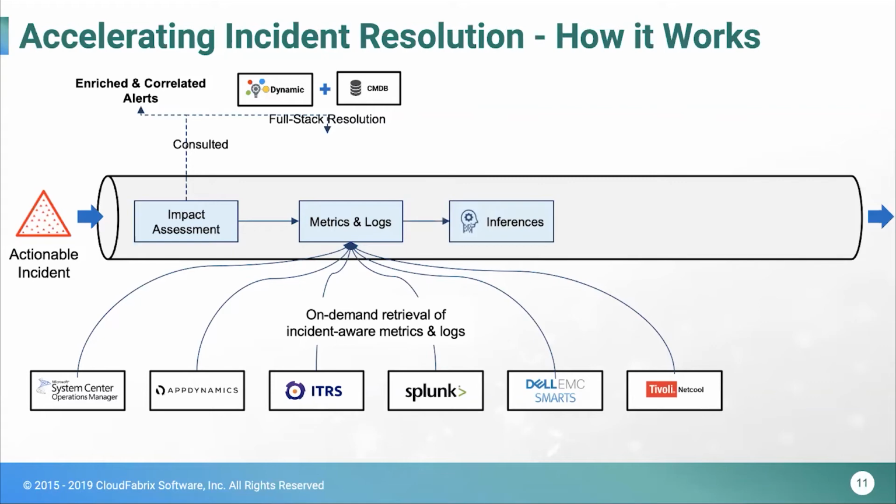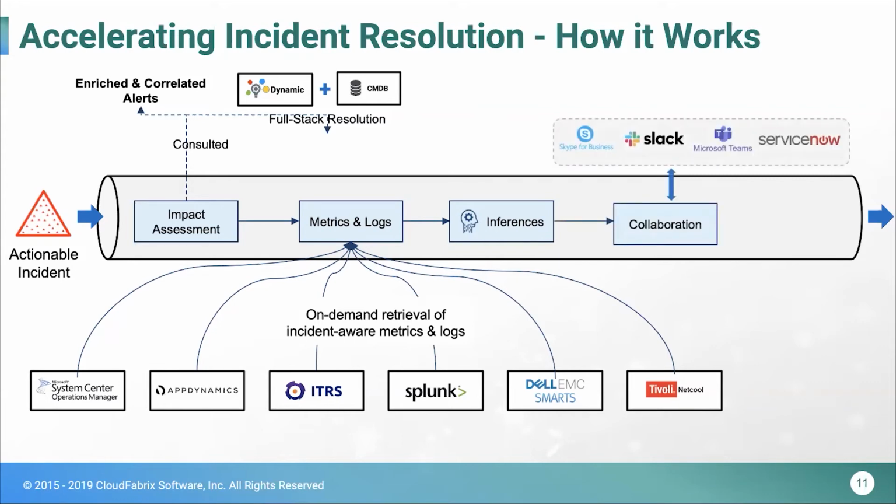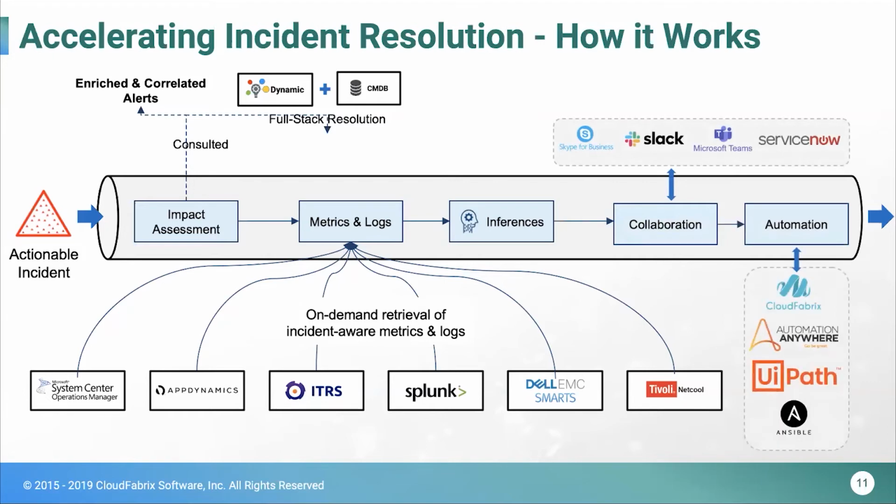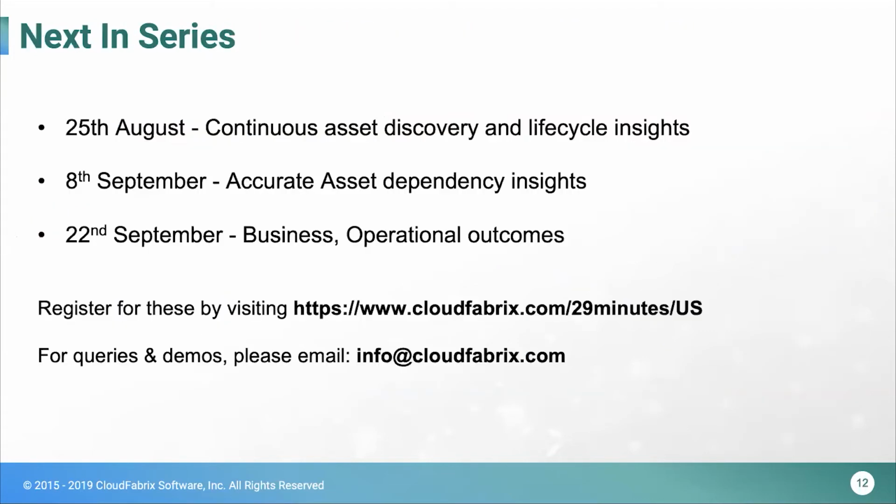From the metrics, we run a bunch of inference. Who's running together? Who's deviating? Is there any correlation between these metrics and so on? So that is done immediately as soon as an incident is identified, and then we share it with the collaboration teams. We can also have hooks into automation, like Automation Anywhere, Ansible, Python scripts, and so on. So with that, I'll jump to the demo.